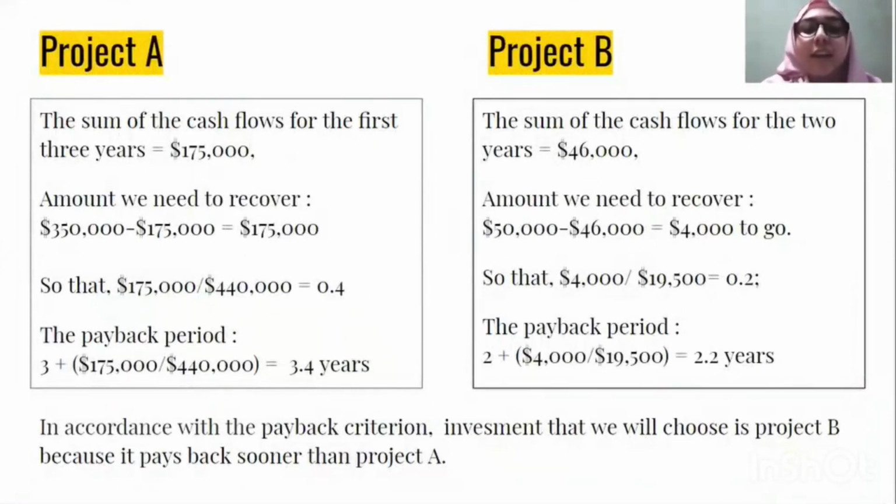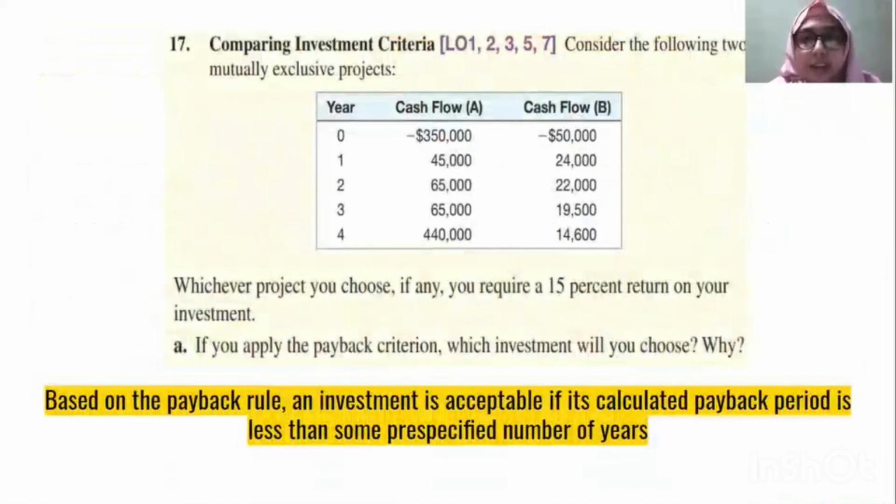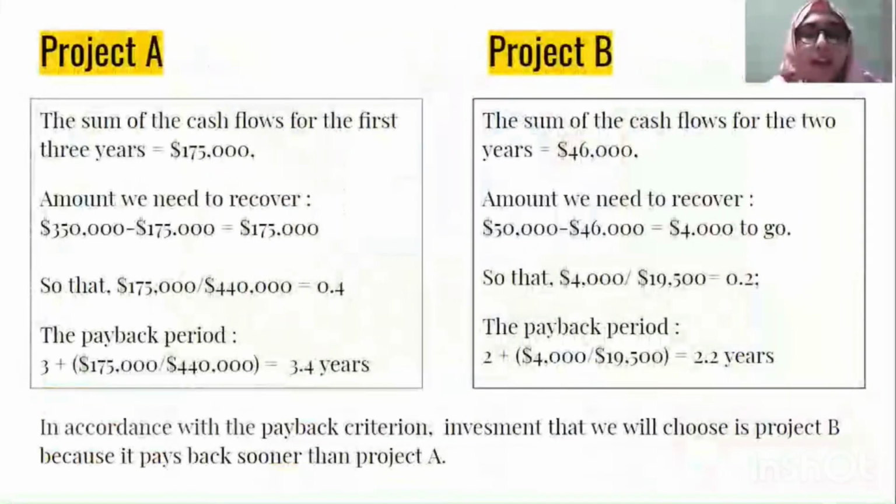Same with project B. The sum of cash flow for the first 2 years is 46,000, leaving us with 4,000 to go. Because the cash flow in the fourth year is 19,500, the payback occurs sometime in that year. When we compare the 4,000, we need the 19,500 that will be coming in.